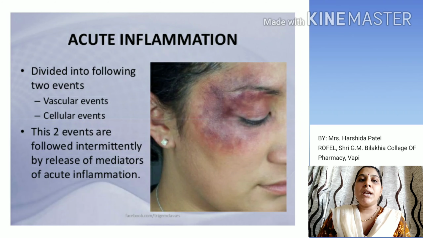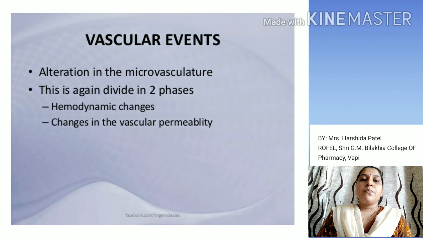Firstly we are going to see the vascular events. Vascular events are all about the alteration in the microvasculature. Which type of alterations we can see in the microvasculature is called vascular events. Now these vascular events are again divided into two phases: the first one is hemodynamic changes and the second one is alteration in vascular permeability. First we will continue with the hemodynamic changes.